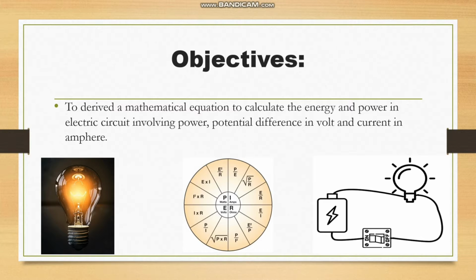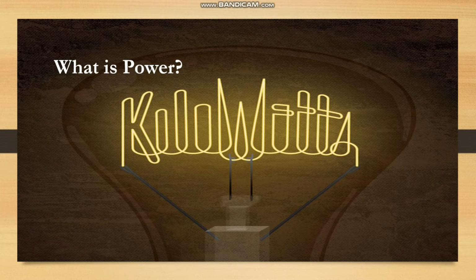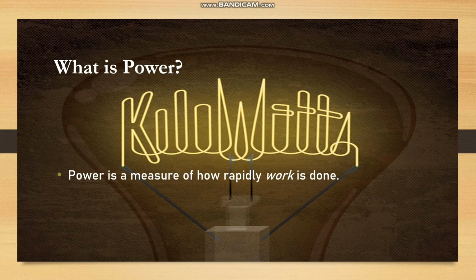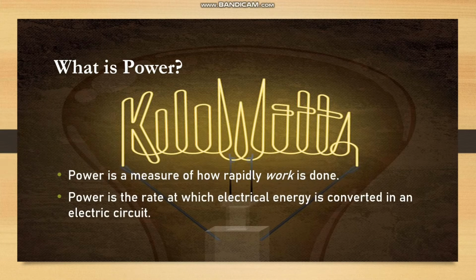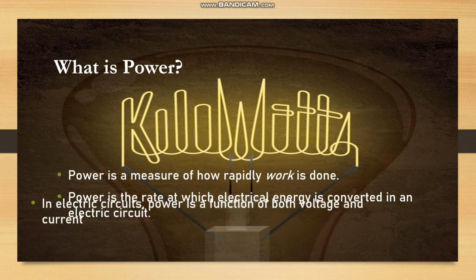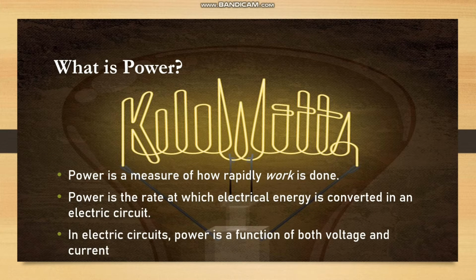So objectives: to derive a mathematical equation to calculate the energy and power in electric circuit involving power, potential difference in volt and current in ampere. So what is power? Power is a measure of how rapidly work is done. Power is the rate at which electrical energy is converted in an electric circuit. And in electric circuits, power is a function of both voltage and current.